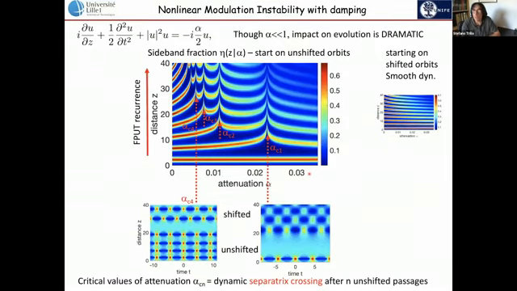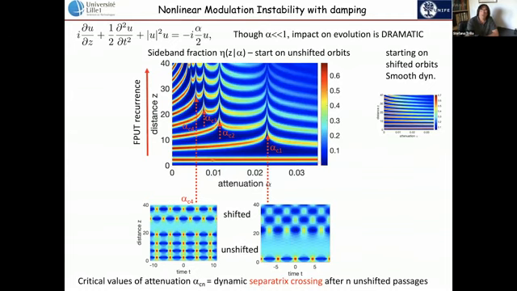Okay, so let's go to the second example that I want to emphasize, which is the effect of losses. You add losses to your NLS, and even though alpha in normalized units is much less than 1, the impact is dramatic. How can you realize this? Again, I look at the sideband fraction as a function of z, but instead of doing a simple plot against z, I plot this against the attenuation.